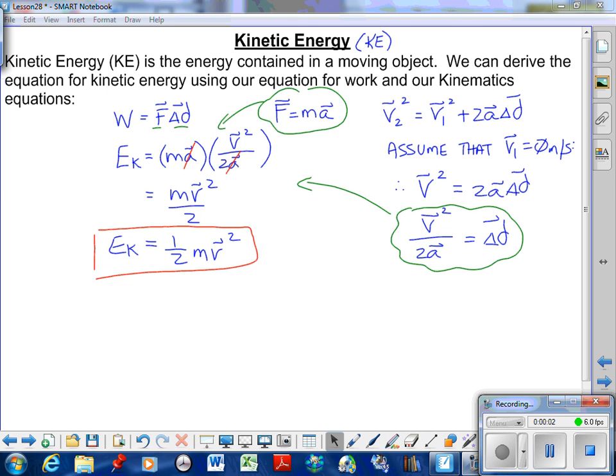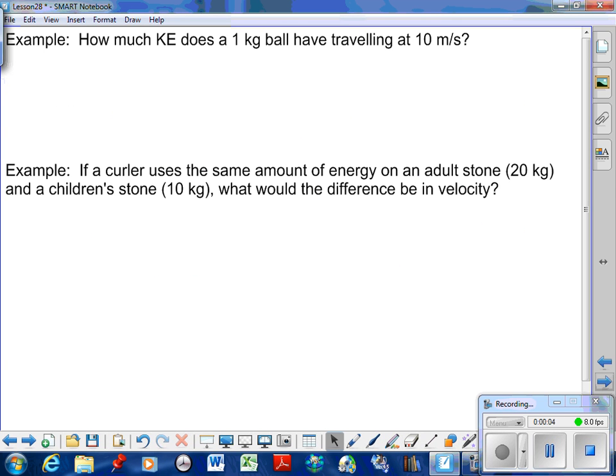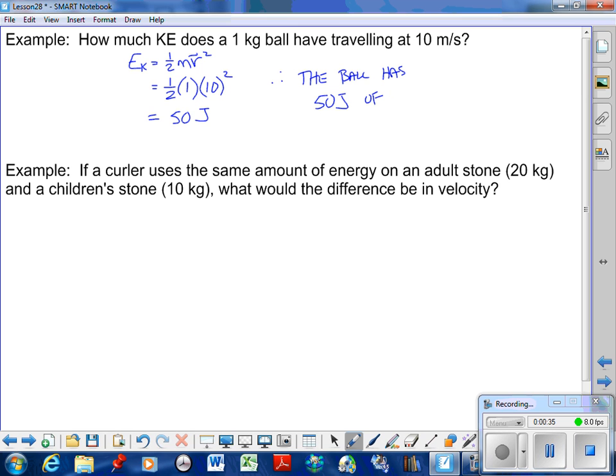So moving from our kinetic energy then into some of the examples. How much kinetic energy does a 1 kilogram ball have traveling at 10 meters per second? As you can guess, you're not looking at something that's going to bog you down in terms of algebra. You are just substituting in, making sure the units are correct into the formula. So half of 100, that's 50 joules of energy. So therefore, the ball has 50 joules of energy.